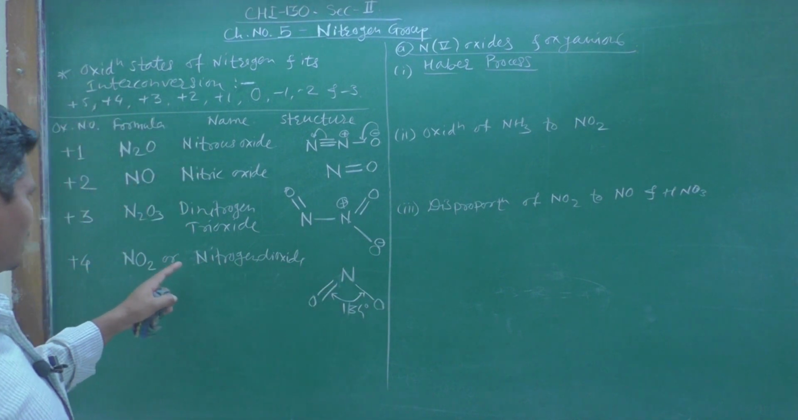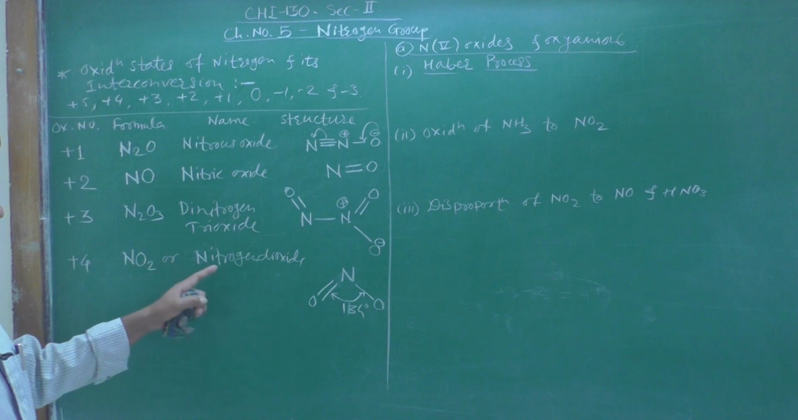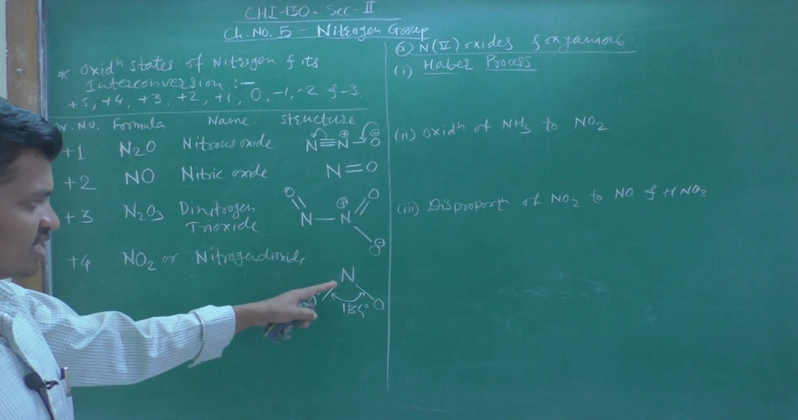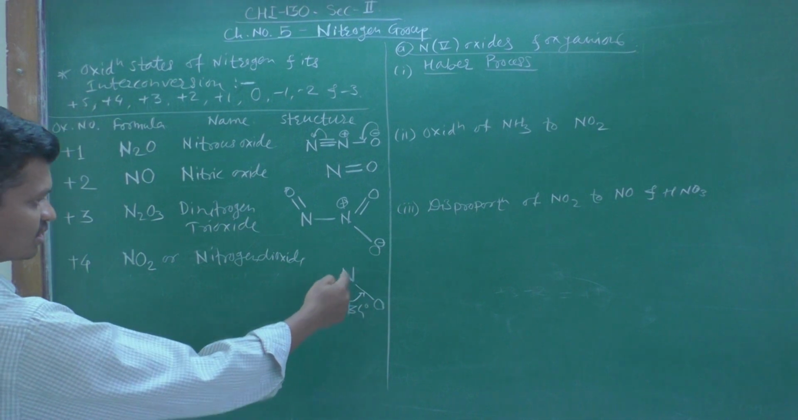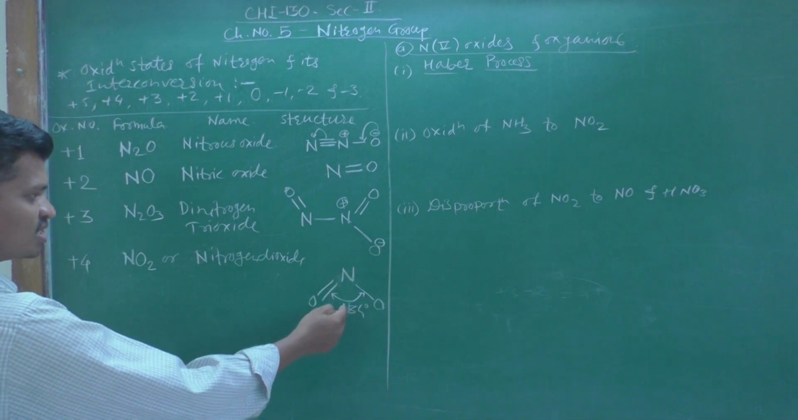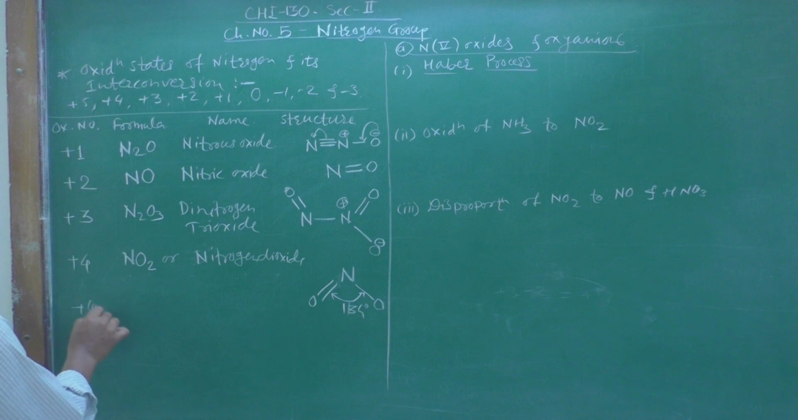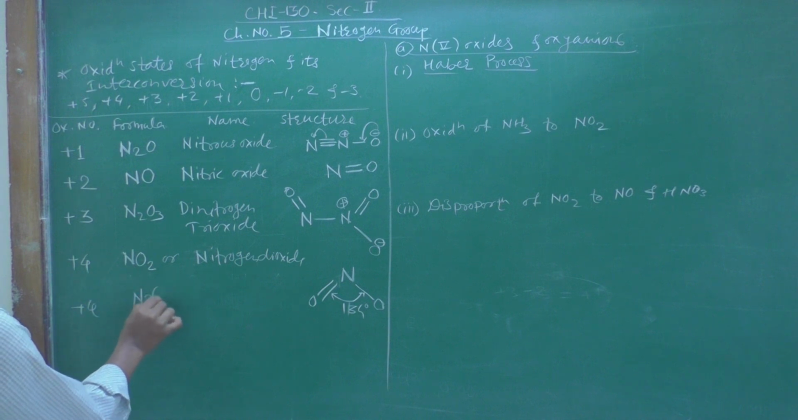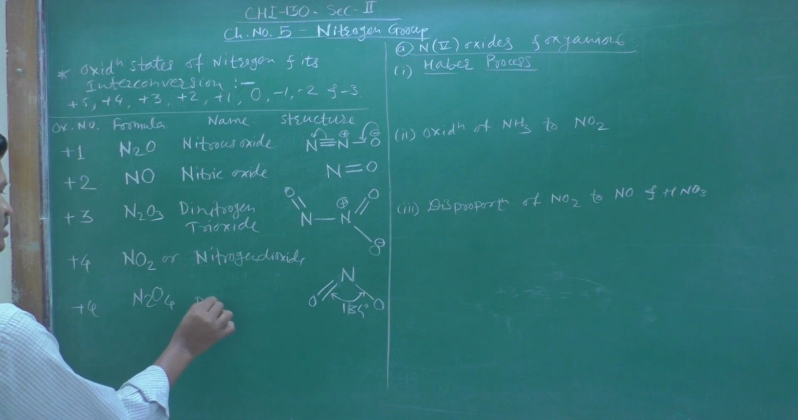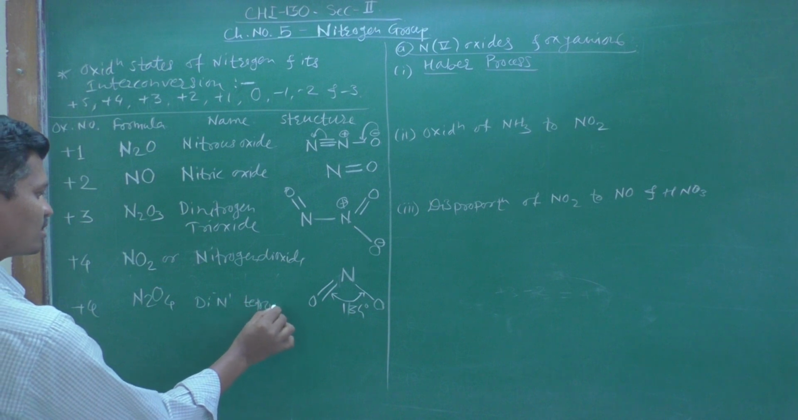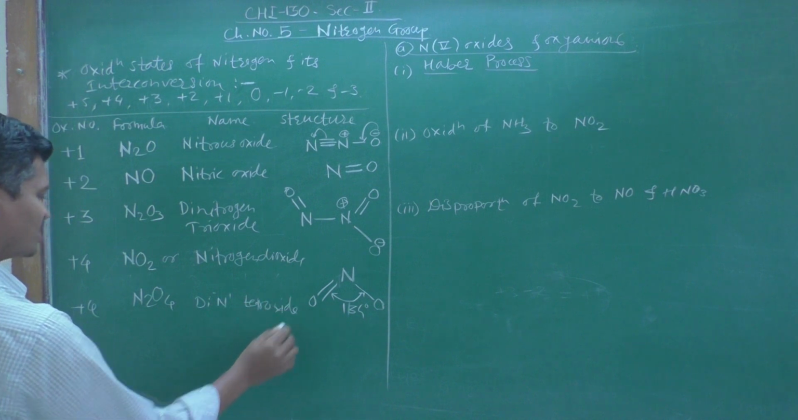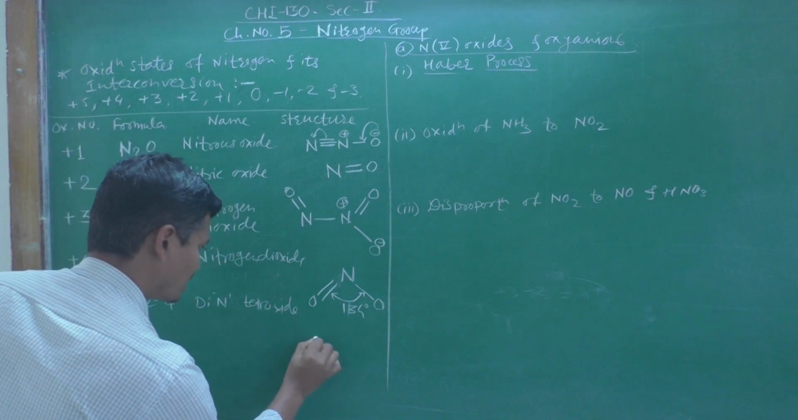Again, this NO2 exists in the +4 oxidation state and the compound is nitrogen dioxide. The structure is bent, with a bond angle of 134 degrees between the 2 oxygen atoms and 1 nitrogen atom. Then the dimer of this NO2 is called N2O4, dinitrogen tetroxide.